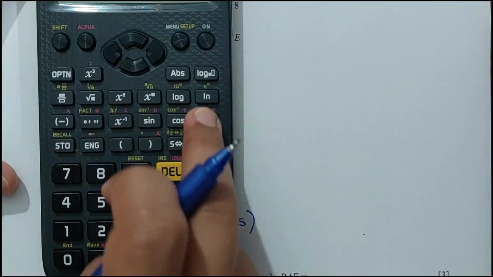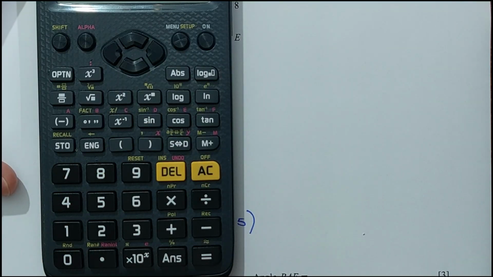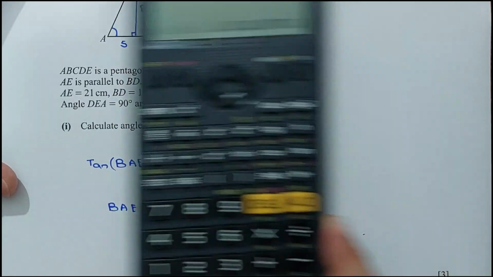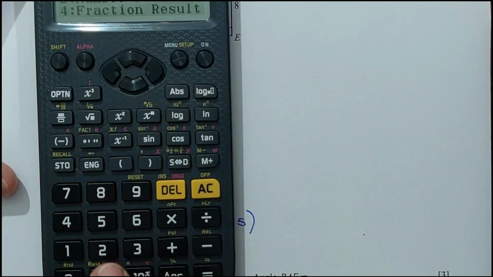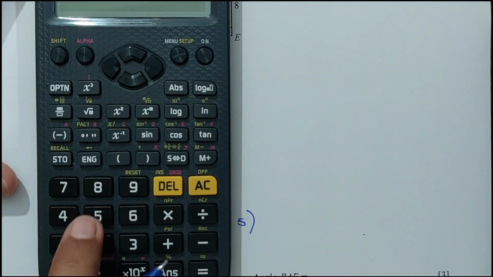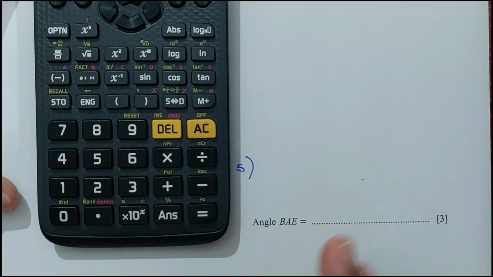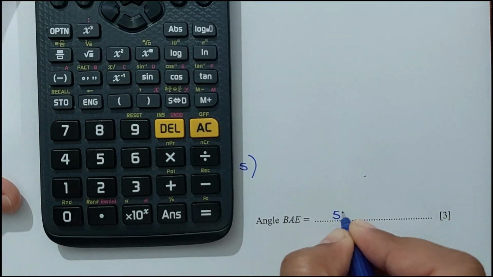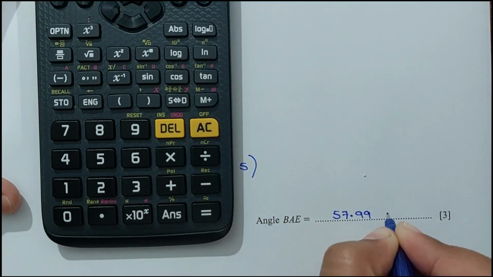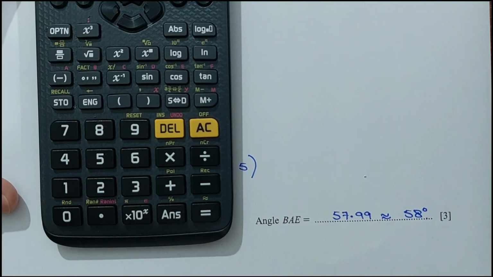Okay, tangent inverse of 8 by 5. This is 1.01, but this is in radians. Let me put my calculator in degree mode. Now tangent inverse of 8 by 5 is 57.99, or you can round it to 58 degrees. That is the angle.